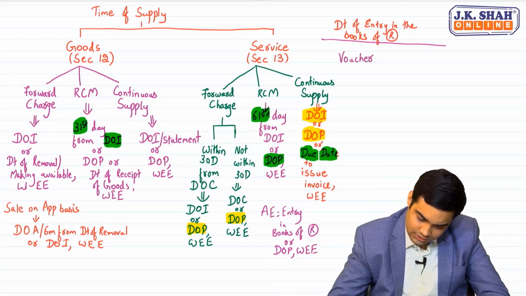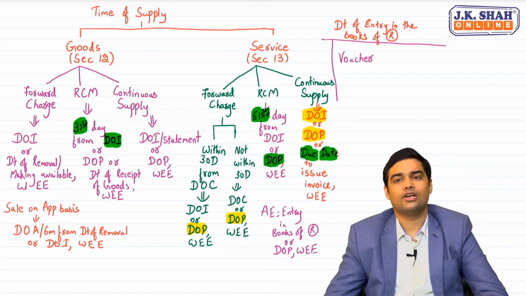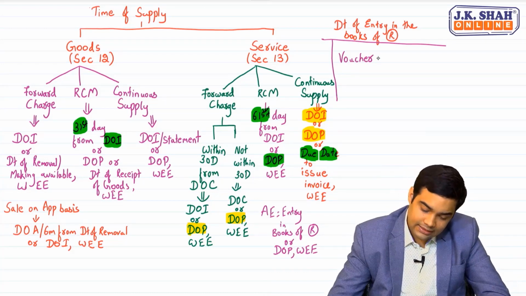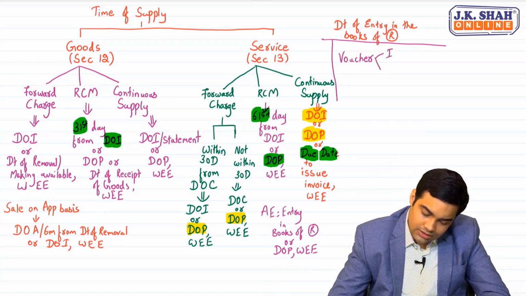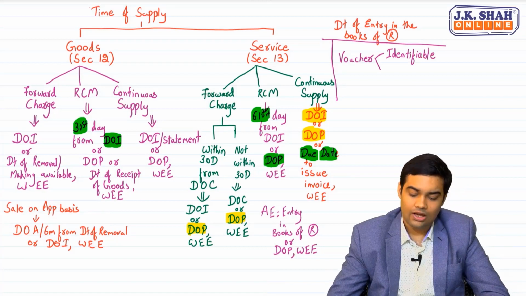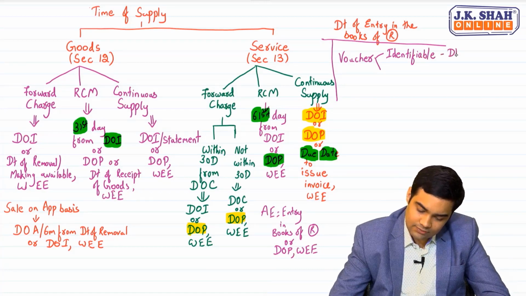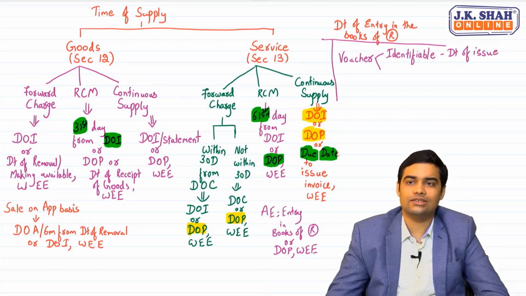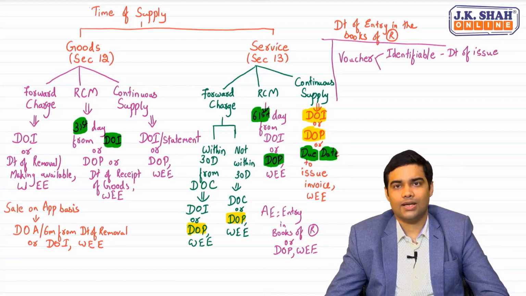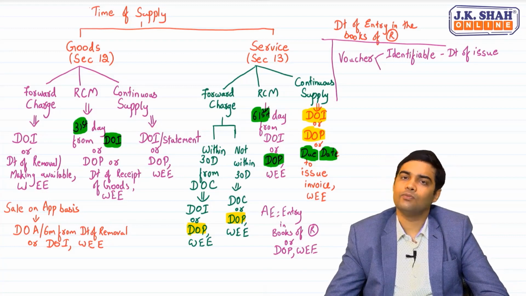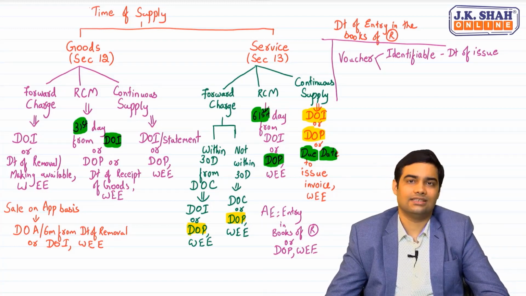See, there can be two types of vouchers: identifiable and non-identifiable. Identifiable vouchers are those vouchers which can be used only against a particular goods or service. For identifiable vouchers, the time of supply is date of issue. The day that voucher is issued, that becomes the time of supply. So based on that date of issue, you are required to discharge GST.